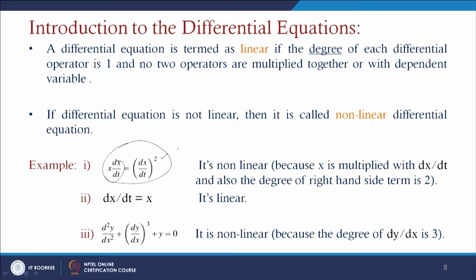But if you see here, dx/dt = x, its degree is 1, and x is not multiplied with any of the factors. That is why it is called a linear equation. And if you see this third equation, d²y/dx² + (dy/dx)³ + y = 0, it is non-linear because the degree of the dy/dx term is 3. So, that is why it is a non-linear equation.